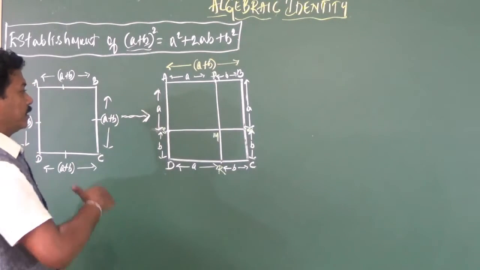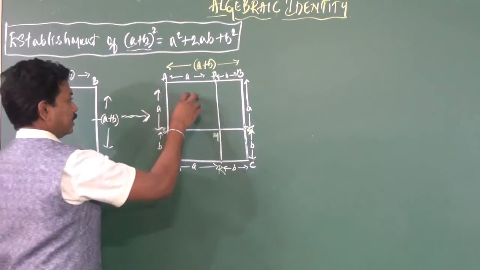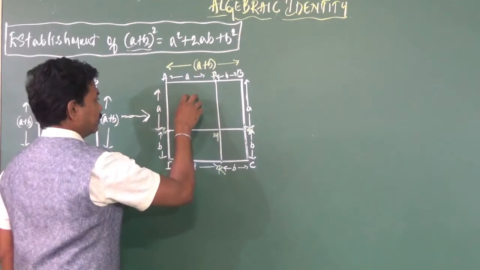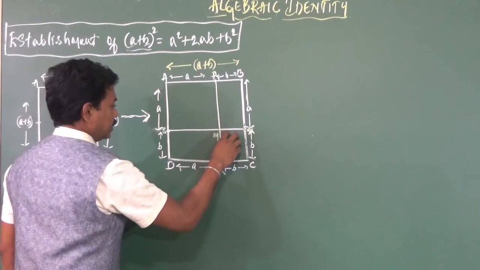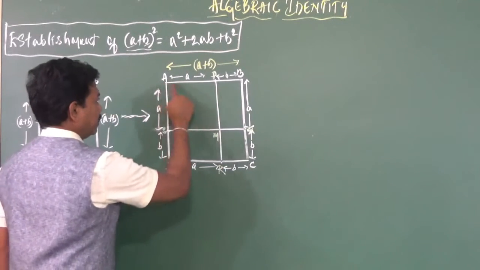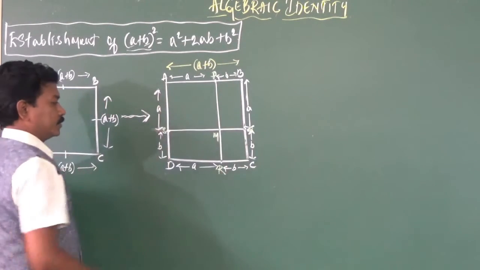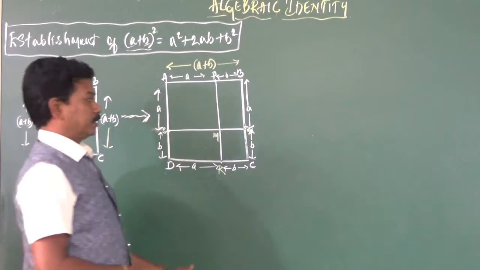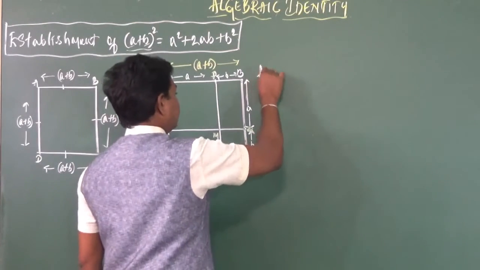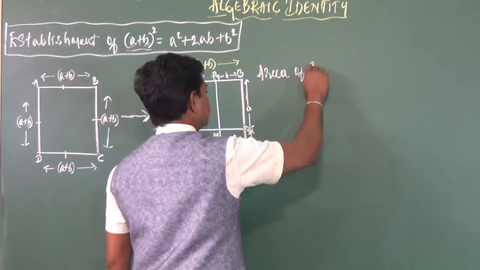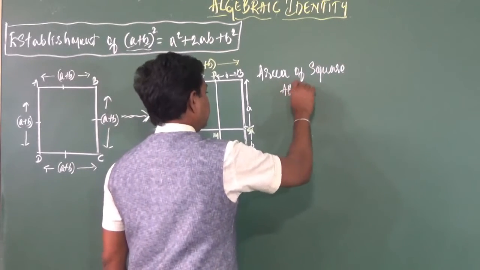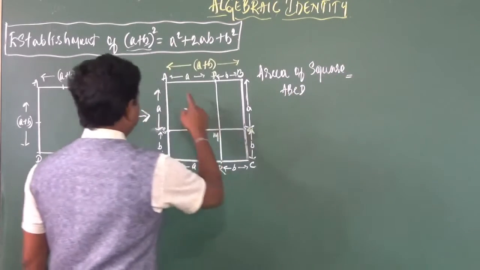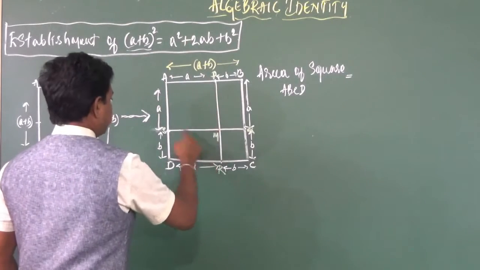Now when we add the areas of the 4 polygons, area of this polygon plus area of this polygon plus area of this polygon plus area of this polygon, we are going to get the area of the square ABCD. So let us do it. So area of square ABCD is equal to area of square APMS.